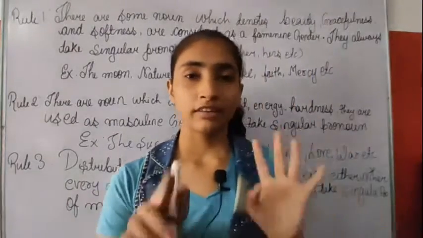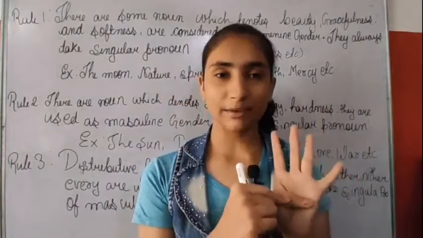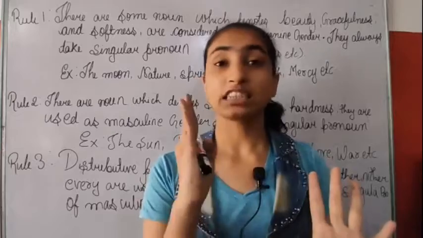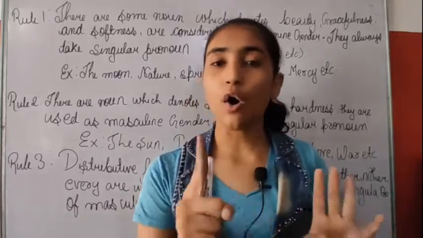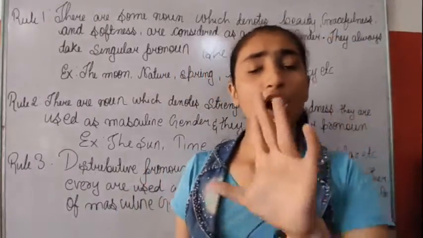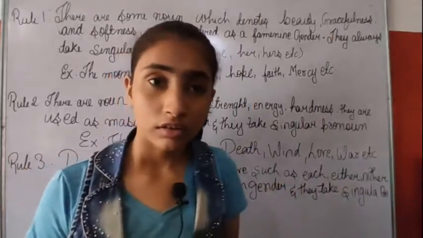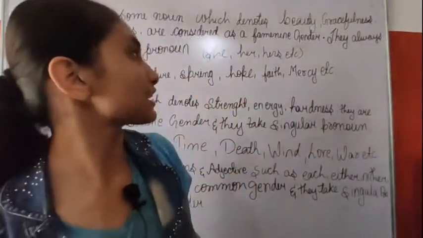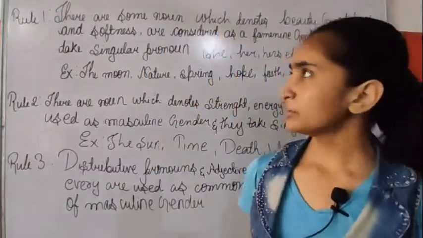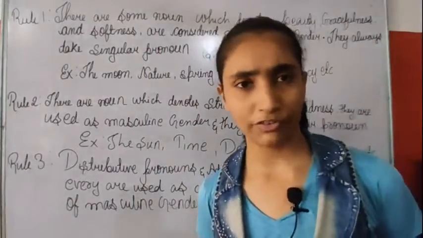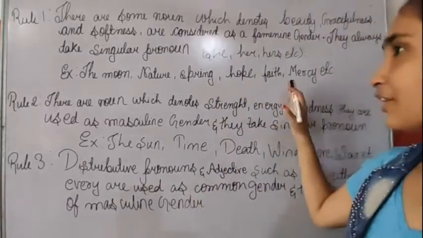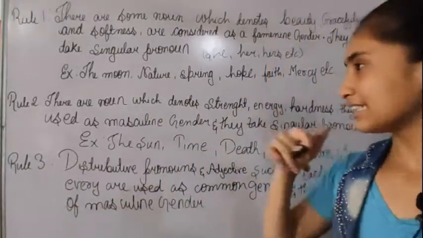Learn this rule with me. There are some nouns which denote beauty, gracefulness, softness, and they are always considered feminine gender, and they always take what? Singular pronouns, just like she, her, and hers, etc. Let's understand it by example. But which types of nouns denote beauty, gracefulness, and softness? Let's see.